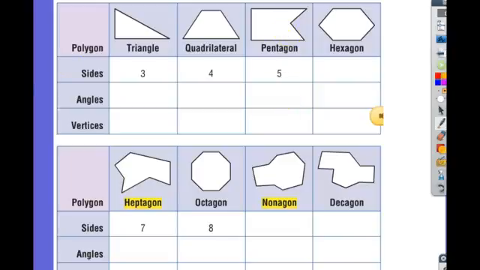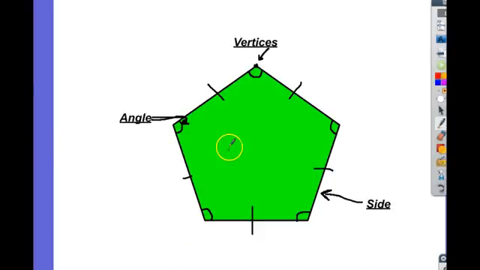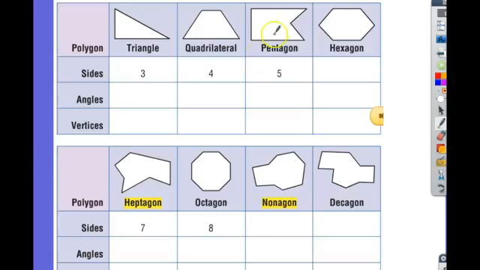And now, not all pentagons are going to look exactly like this, because a pentagon just means it has 5 sides, 5 vertices, and 5 angles. So it could look like this, or it could also look like this pentagon right here.